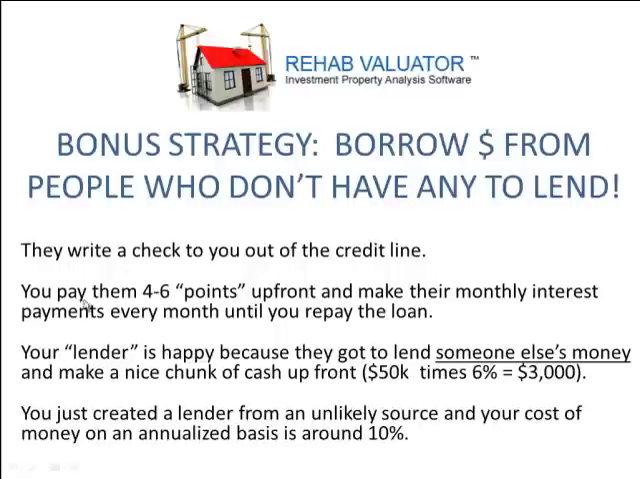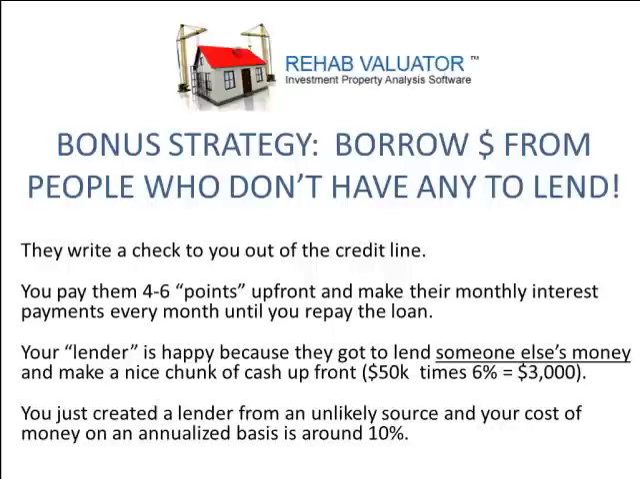This is key. And this is how you sell it to them. You pay them 4 to 6 points upfront. Points are simply a percent of the amount that they're lending you. So let's start at the beginning. You pay them 4 to 6 points upfront, and then you make their monthly interest payments every month until you repay the loan. Your lender is happy because they got to lend somebody else's money.